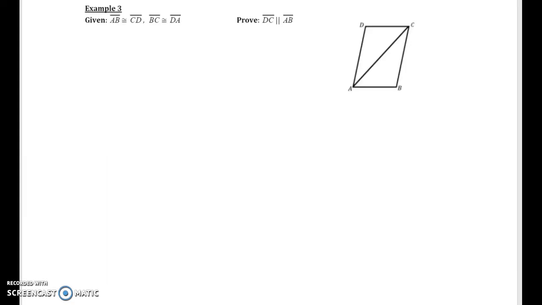Alright, example 3, given AB congruent to CD and BC congruent to DA. We want to prove that DC is parallel to AB. So we want to prove that. Let's see if this comes out better.